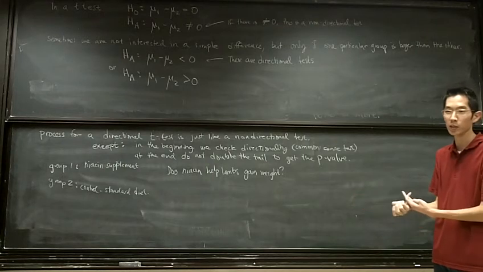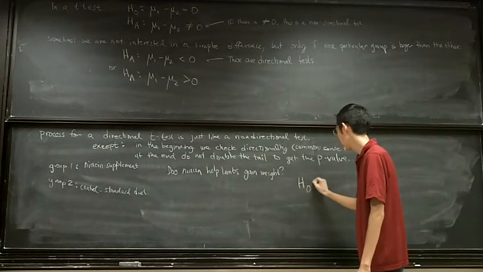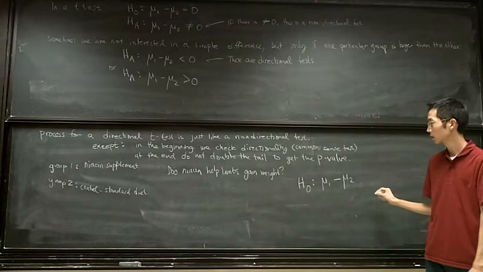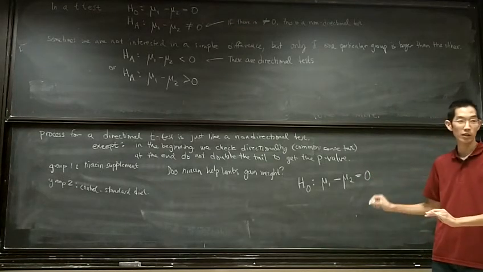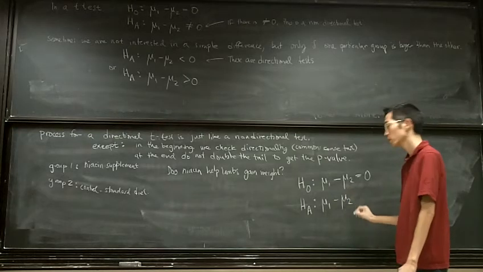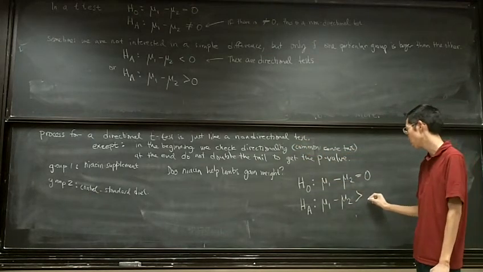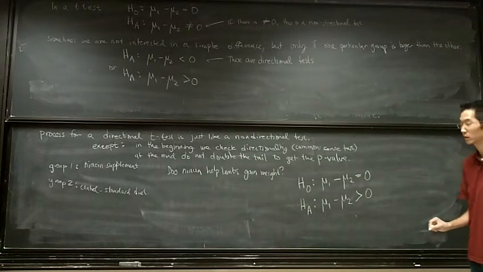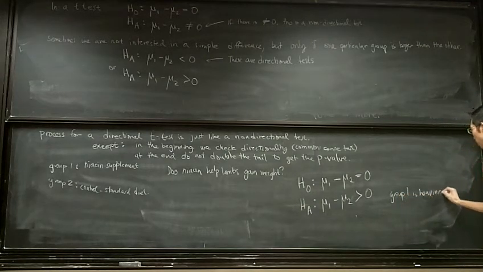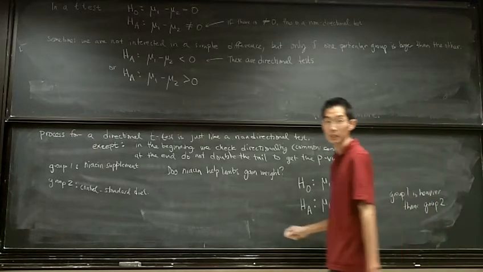So when we do this, how would we set up our null and our alternative hypotheses? The null is that niacin does not help them gain weight. Symbolically, mu1 minus mu2 equals zero, that there's no difference in the weight. And then the alternative is that mu1 minus mu2 is greater than zero, because mu1 is now the group with the niacin supplements. Group 1 is heavier than group 2, because group 1 is the group that received niacin.